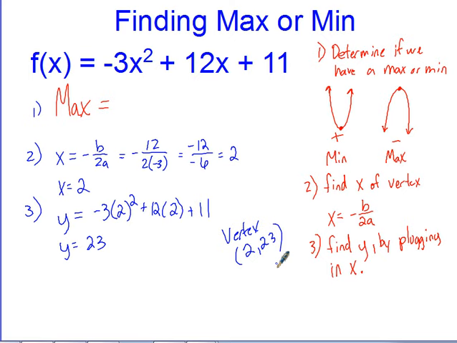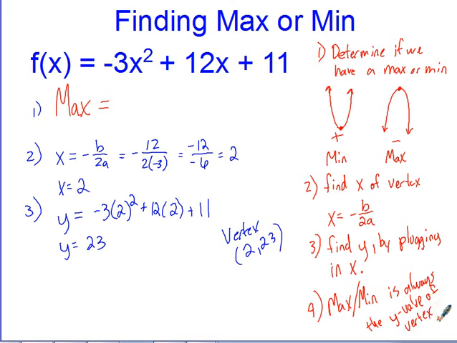Now remember, I was trying to find max or min. The max or min is always the y value of the vertex. So what is my maximum? 23. What does that mean? That means that the highest it'll ever go is 23. So every y value is going to be 23 or lower.